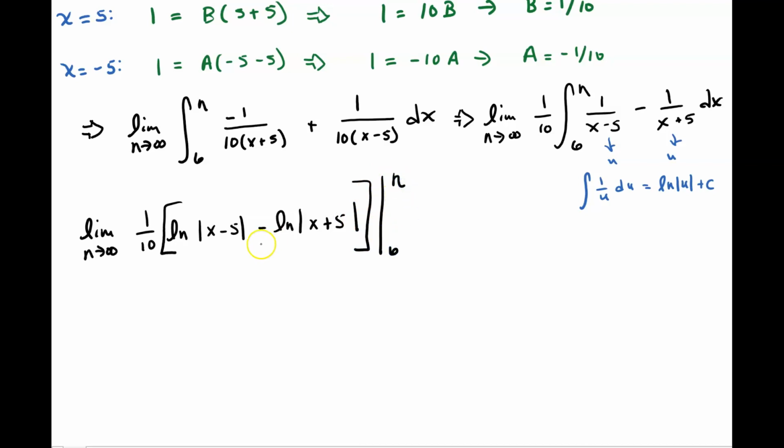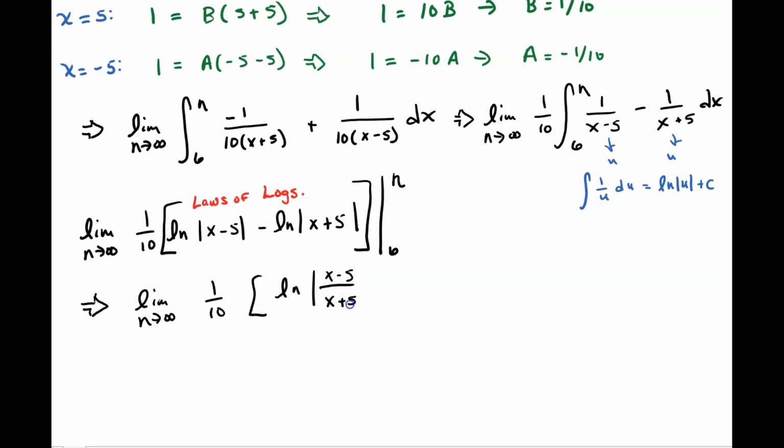All right, now I see this right here, and I'm going to apply the laws of logarithms. So I'm going to put laws of logs for short. All right, and so what does that mean for me? Well, that means that I'm going to take the limit as n approaches infinity of 1/10 of the natural log of (x minus 5) over (x plus 5). And this right here is what I'm going to evaluate from 6 to n.